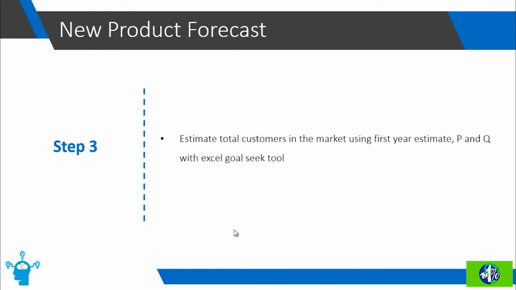Now we have the values of P and Q, and we have the value of first year sales. Using these 3 parameters, we can use Excel's Goal Seek tool to estimate the value of N bar, that is the total market size for our product. This is the total number of customers who are going to buy our product in the lifetime of the product. When we have all these 4 values, our Bass diffusion model is ready. We can forecast the value for any time period using that model.